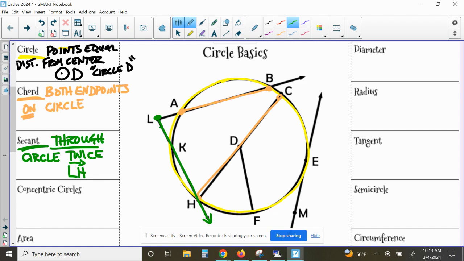Concentric circles we actually don't have in our picture. They're circles that have the same center. So I'll just go red. Circles with the same center. They're going to look like bullseyes because they have the same center. So those are concentric circles. We do not have one in our picture up here. If I drew another circle out here that had D as the center, that would be an example, right?